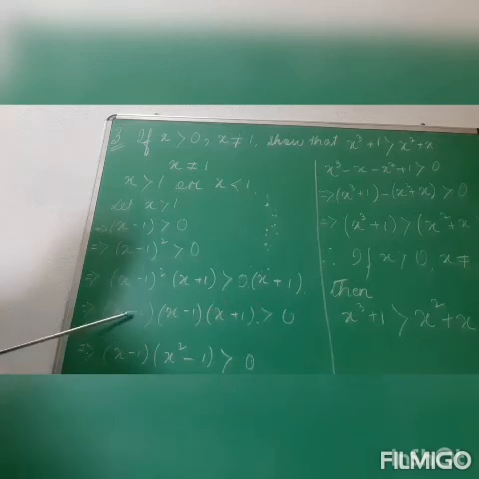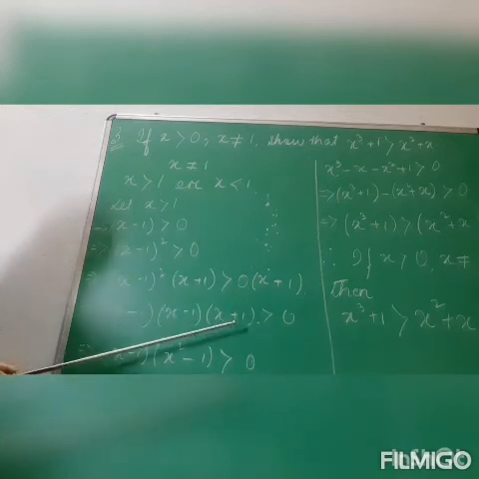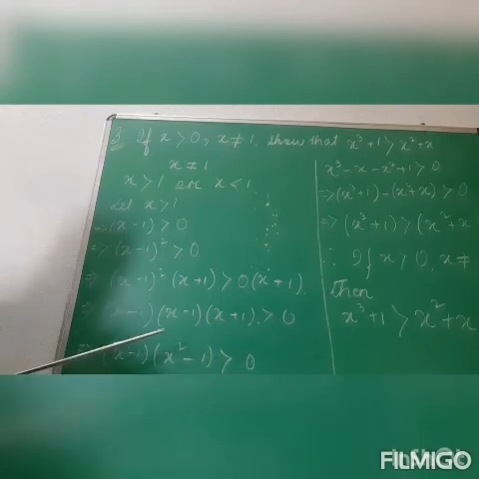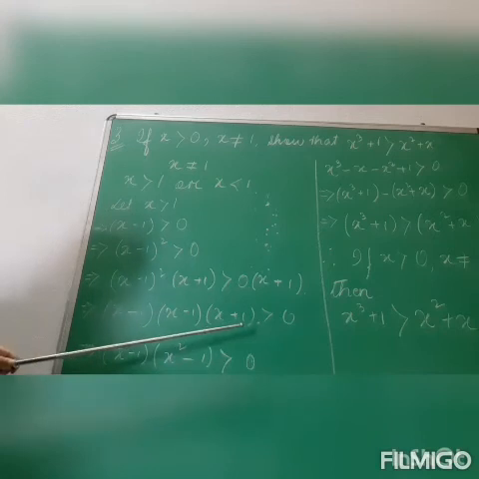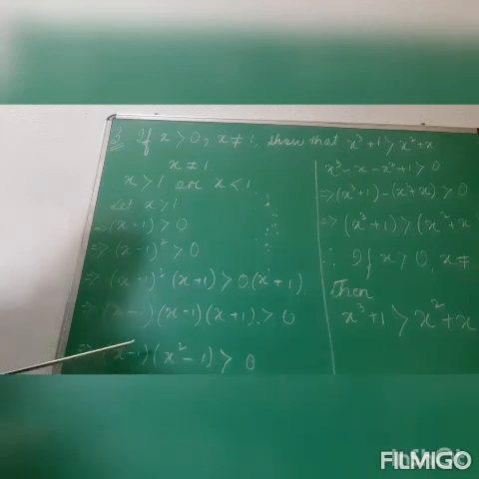Next line, see, (x minus 1) into (x minus 1). Since here I have written (x minus 1) whole square, now I can write here (x minus 1) into (x minus 1), and (x plus 1) is already there, greater than 0. Now see, (x minus 1) into (x plus 1) means (a minus b) into (a plus b), that means a square minus b square. b here is 1, so 1 square is just 1. So (x minus 1) into (x square minus 1) is greater than 0.